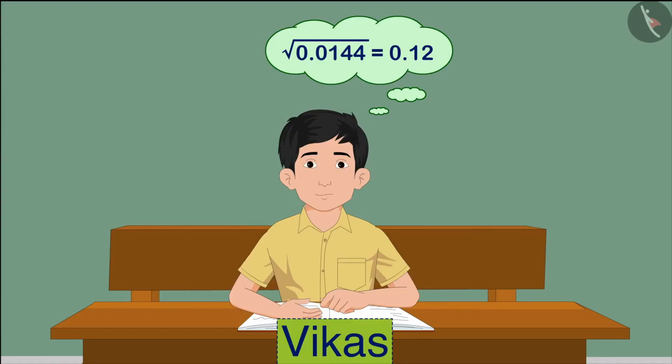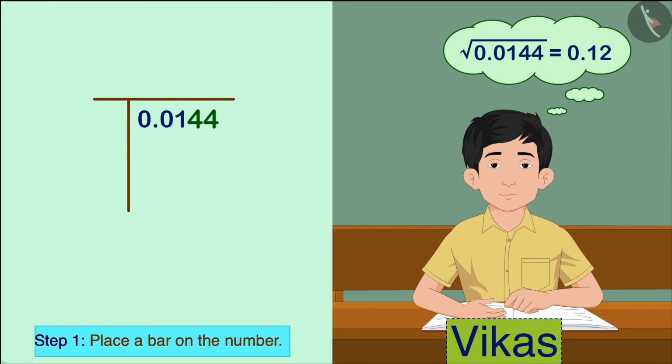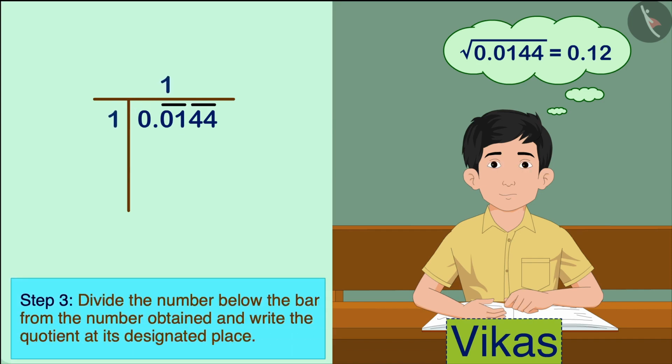Now let us see how Vikas has solved this question. This number has only the decimal part. So first of all, he made a pair from the right of the decimal point and placed bars on the numbers. Then he found the largest number whose square is equal to or smaller than the number below the leftmost bar. Here, that number is 1.